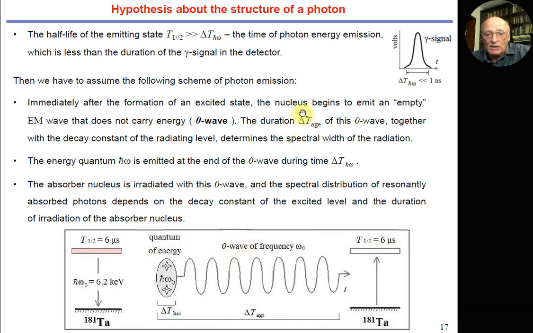The duration delta Th of this zero wave, together with the decay constant of the radiating level, determines the spectral width of the radiation. The energy quantum h omega is emitted at the end of this zero wave during short time delta T h omega. The absorber nucleus is irradiated with this zero wave, and the spectral distribution of resonantly absorbed photons depends on the decay constant of the excited level and the duration of irradiation of the absorber nucleus.